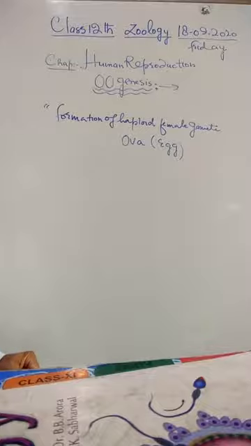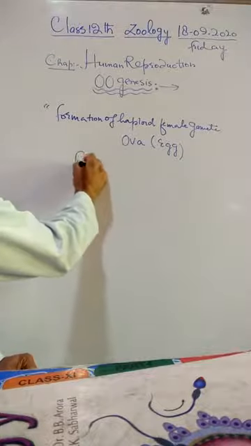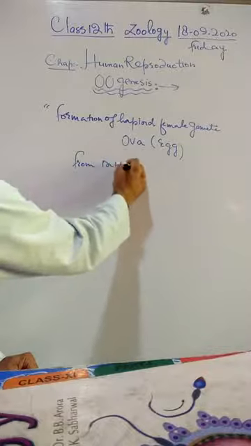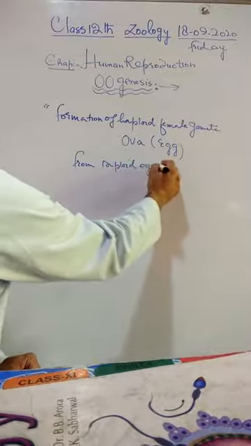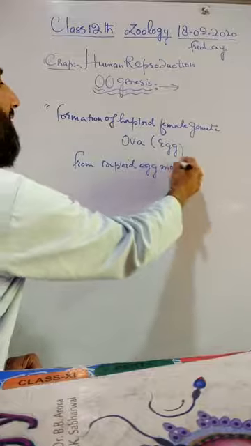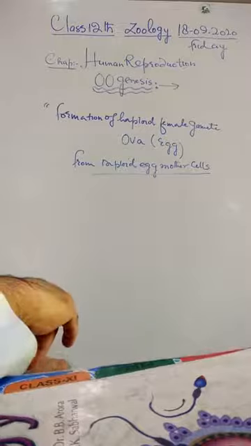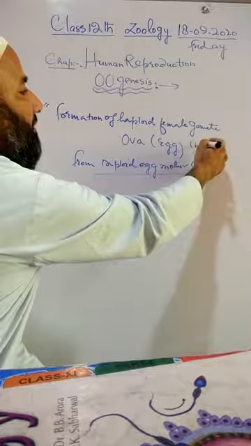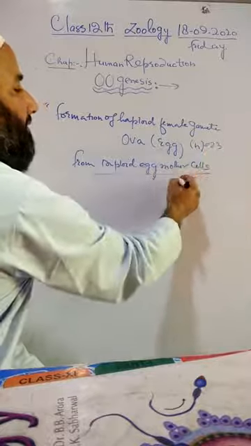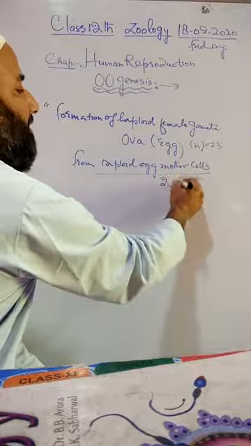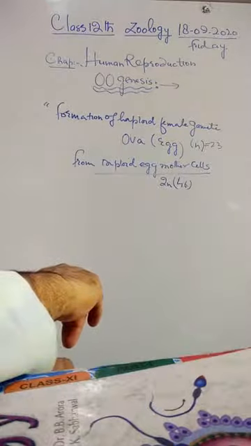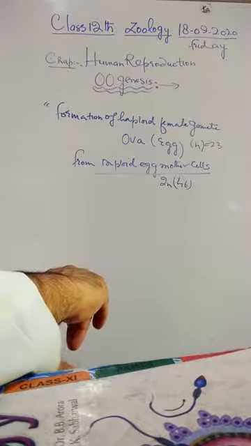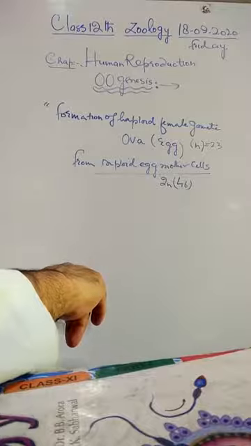From the diploid egg mother cells. These diploid egg mother cells are the cells of the germinal epithelium, or what we call the cells of germplasm. The egg is 1n in number, that is, it contains 23 chromosomes only, and this is 2n in number, that is, it contains 46 or 2 pairs of n number of chromosomes. The process by which this takes place is called oogenesis.